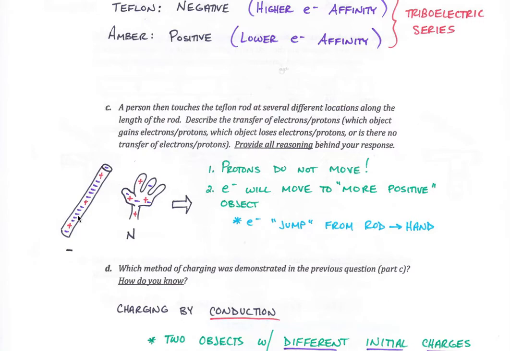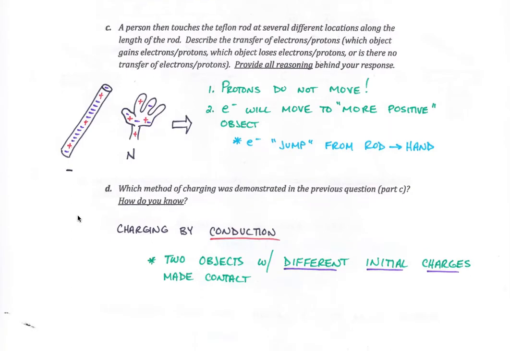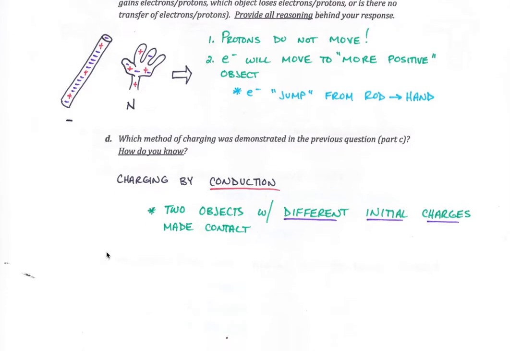So when these two objects touch, the electrons will travel from the negatively charged rod to the neutral hand, as is always the case with conduction. And as stated just previously, it's charging by conduction, and I know this because two objects began with different initial charges, and they were then allowed to make contact. I didn't rub the hand against the rod. I didn't use the rod to polarize the hand and then touch the hand with something else. I quite, in a straightforward manner, took two objects with different charges and allowed them to make contact. That will always be conduction.